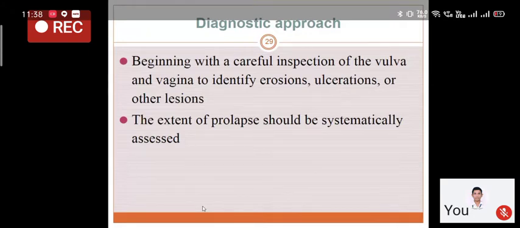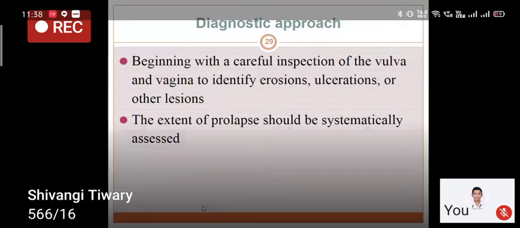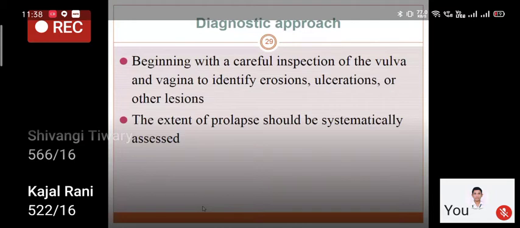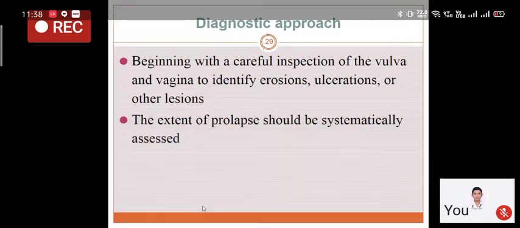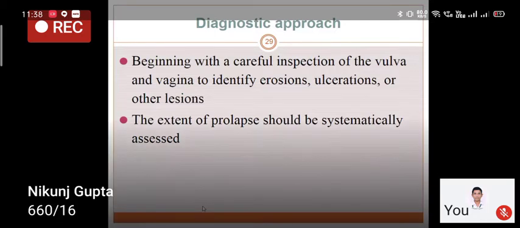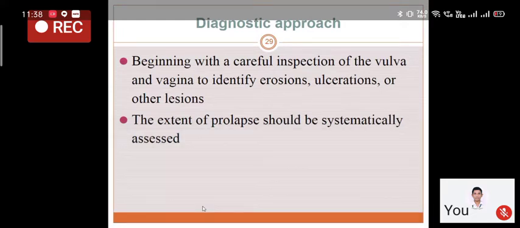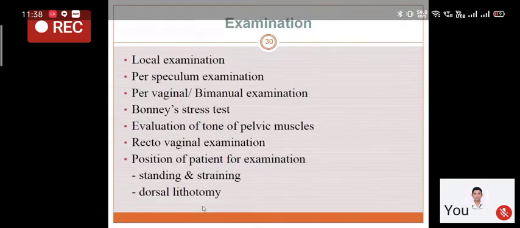First of all, we will inspect for any erosion, ulceration, or any other lesion like keratinization of the vagina as well as the cervix. And you should quantify whether the extent of the prolapse is first degree, second degree, third degree, or procidentia, using the POPQ system. You have to do local examination, upper speculum examination, and per vaginal and bimanual examination.